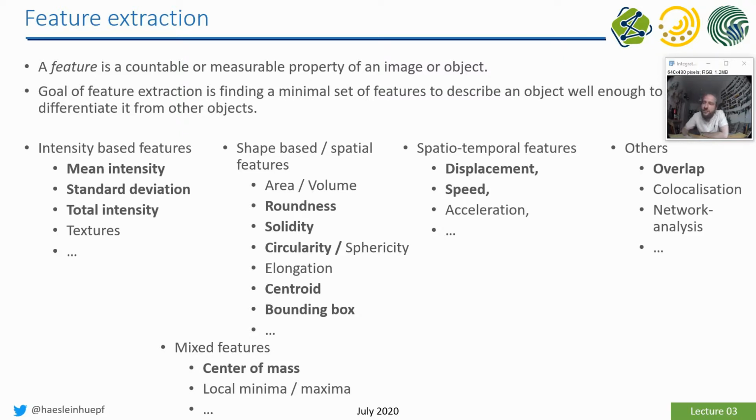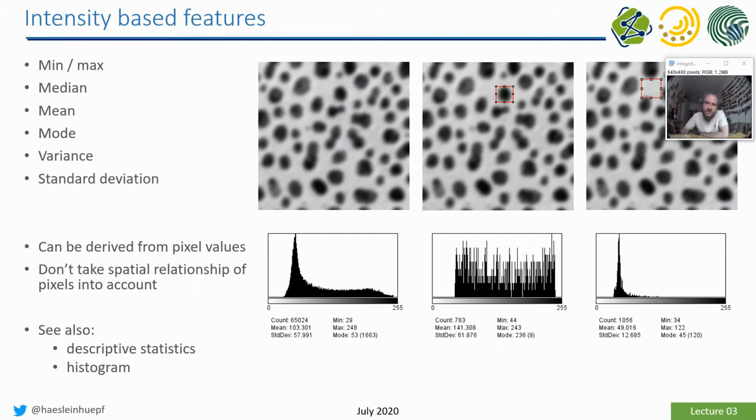And if you have, for example, several images with different channels showing your cells marked with fluorophores, then we have to think about overlap or relationships between channels, co-localization, stuff like this. Just to take a look at it again, intensity-based features: min, max, median, mean, and so on.